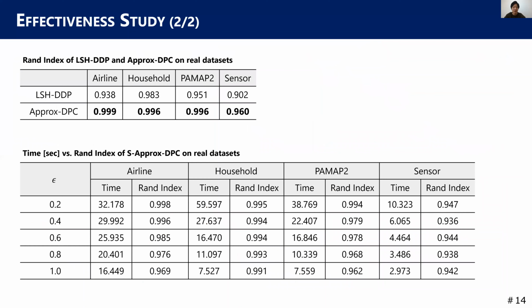Next, the Rand index on real datasets. Again, approx-DPC provides an almost perfect result. The bottom table shows the trade-off between time and accuracy of S-approx-DPC. When epsilon is small, the result is almost perfect, but it takes a long time. When epsilon is large, its Rand index decreases a bit, but it takes a short time.